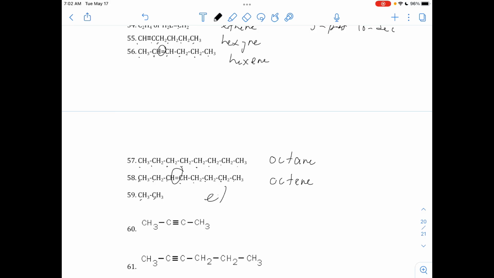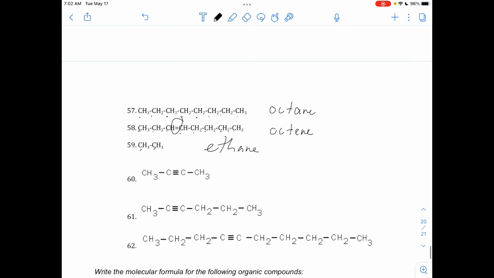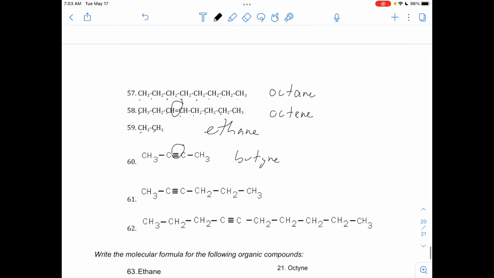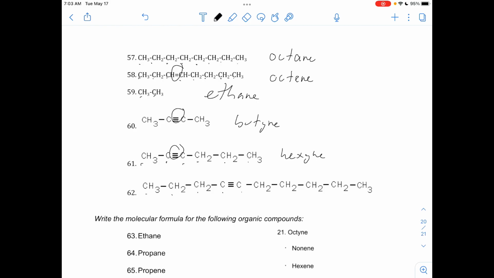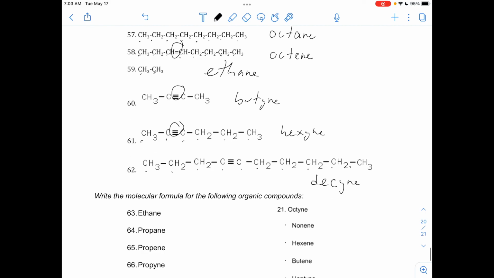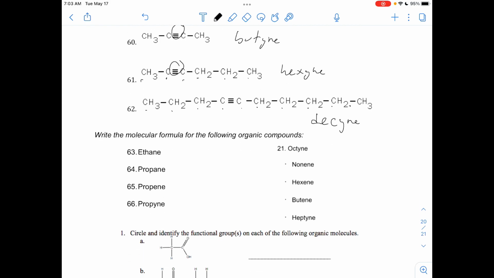And last, a couple more. Two carbons with a single bond, so ethane. This one is but, triple bond, butyne. 1, 2, 3, 4, 5, 6, hex, triple bond is hexyne. 2, 3, 4, 5, 6, 7, 8, 9, 10, so this would be dec, and there's a triple bond, so decyne.